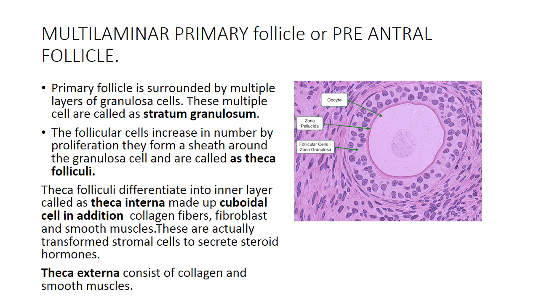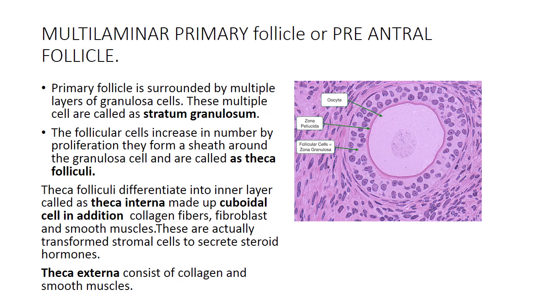If you closely observe this slide, you will see that the theca folliculi further differentiates into an inner layer which is called theca interna. It is made up of cuboidal cells in addition to collagen fibers, fibroblasts, and smooth muscle. They are actually transformed stromal cells, and, as I have told you previously, these are modified stromal cells and their function is to secrete steroid hormones.